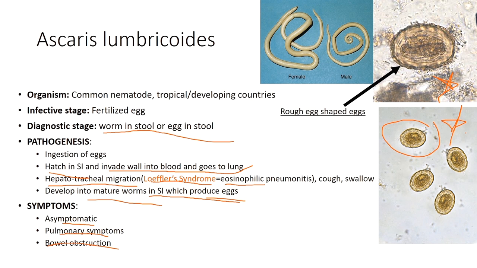So we have these two guys up here. So this is the female. They're a lot larger, and the tail is straight. Males, there's a lot smaller, and you can see you have a curled tail here. And that's going to be our Ascaris lumbricoides.